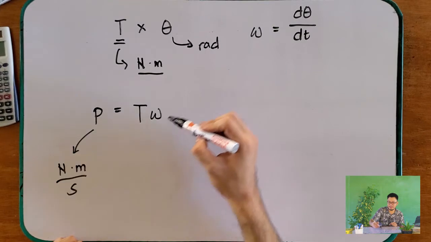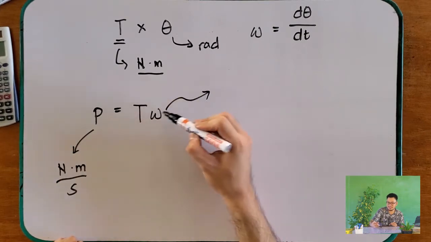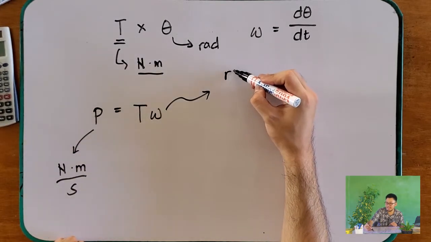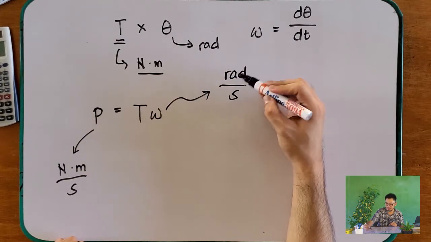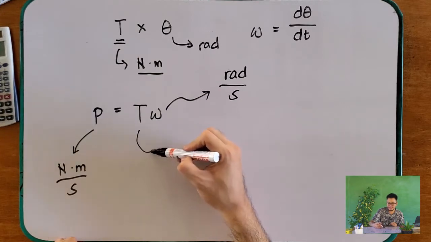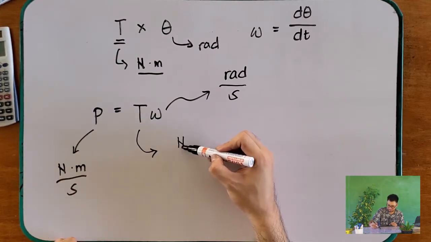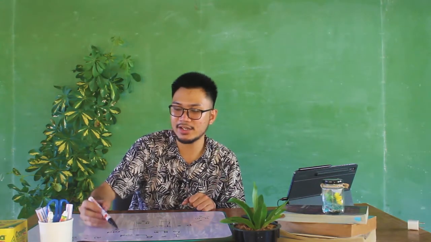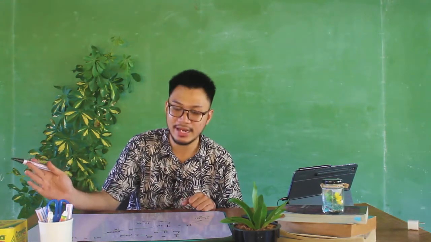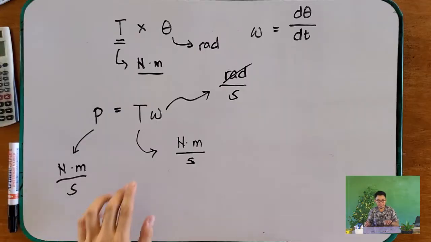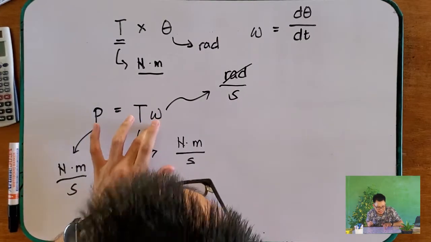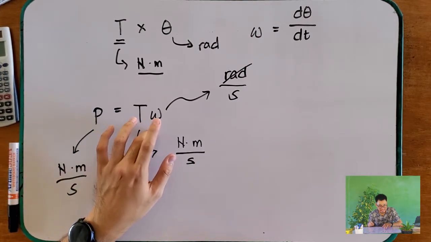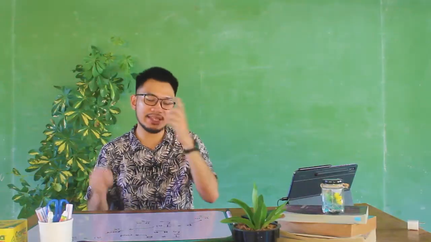So this angular velocity, this omega right here, is in radians per second, and your torque is in Newton meter. So this is equal to Newton meter per second because radian is unitless. Right? Take note that your omega should always be in radians per second. This is not in degrees. Take note of that always.